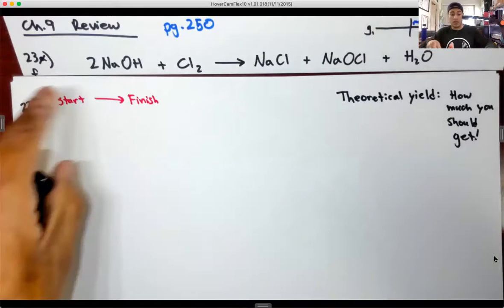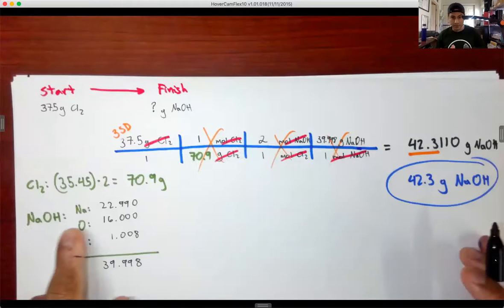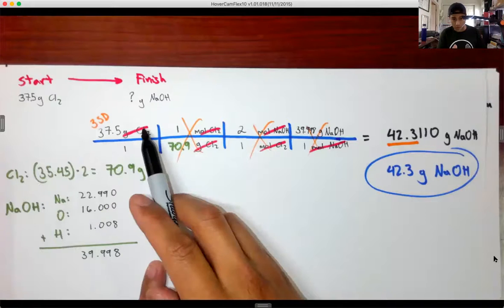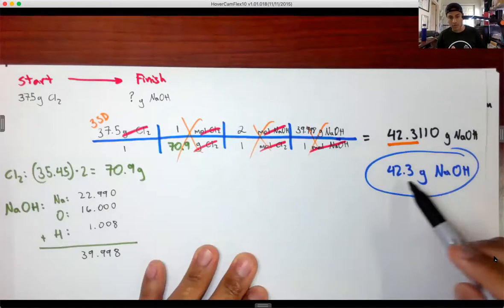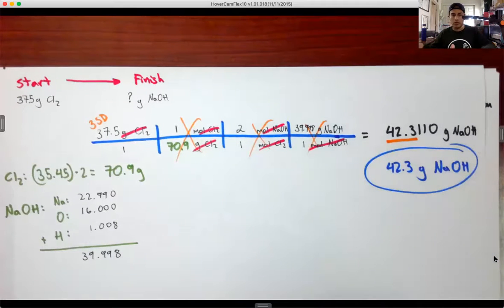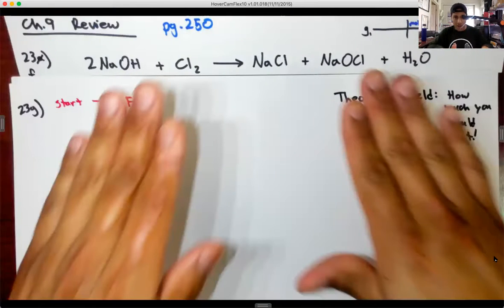Because before, in the previous problem, right here, if I have 37.5 grams of chlorine, I should have 42.3 grams of NaOH. So why make a term like theoretical yield? Basically, this equation is our template. This is what should happen.